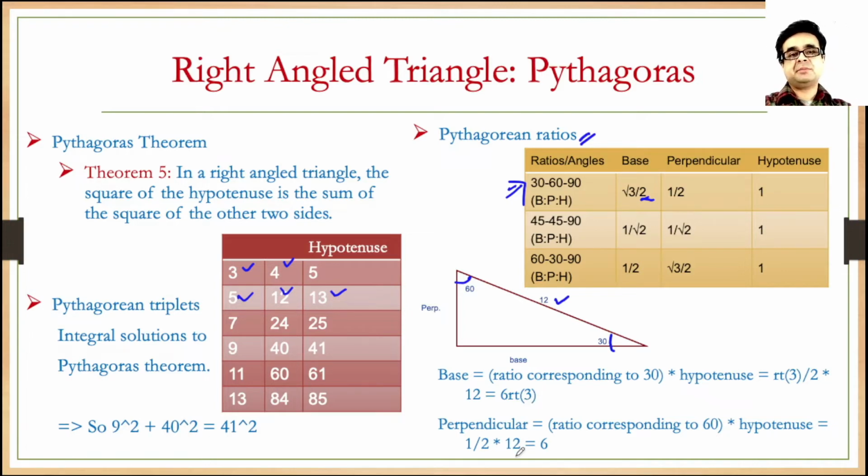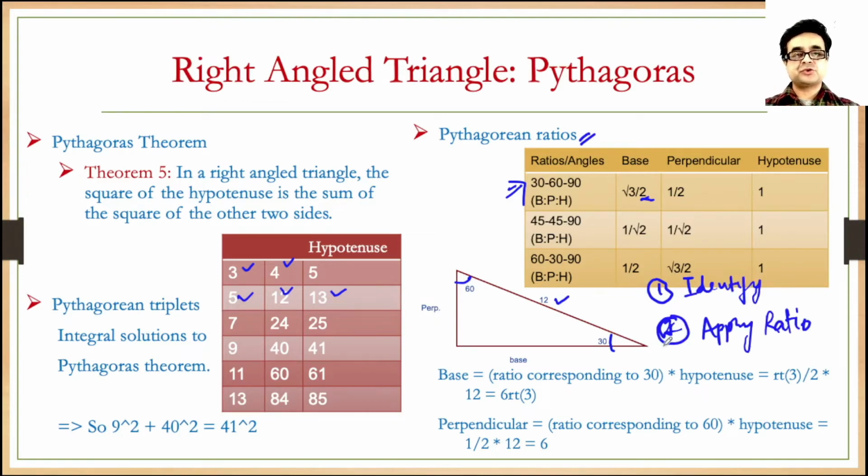So I highly recommend that you remember these Pythagorean ratios. If you write them down a couple of times, then it is easy. And when you're trying to solve the problems, there are 2 steps. 1, identify which Pythagorean triangle the question falls under. So 30-60-90 or 60-30-90 versus 45-45-90. And second, just apply the ratios to get corresponding heights, bases, or hypotenuse depending on what is given in the question.